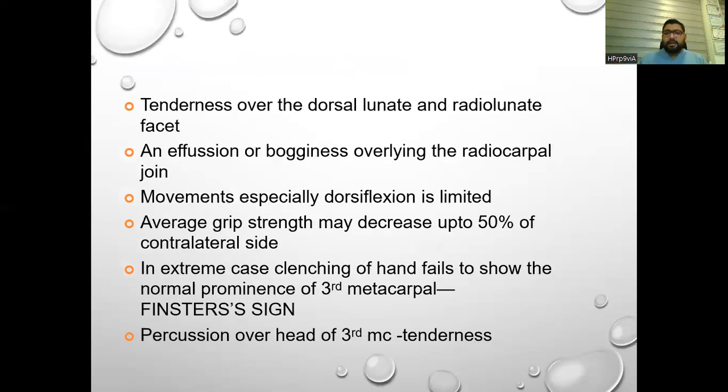Tenderness over the dorsal lunate and radiolunate facet. An effusion or bogginess overlying the radiocarpal joint can be appreciated. Movements, especially dorsiflexion, are limited. And this is an alarming sign as well. Average grip strength may decrease up to 50% of the contralateral side. In extreme cases, clenching of the hand fails to show the normal prominence of the third metacarpal. That is also known as Pfister's sign. Percussion over the head of the third metacarpal may elicit tenderness.